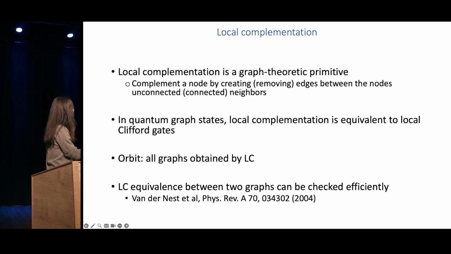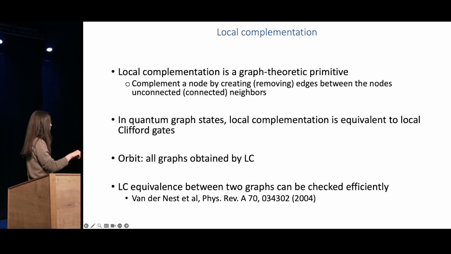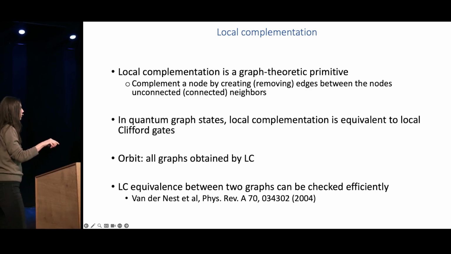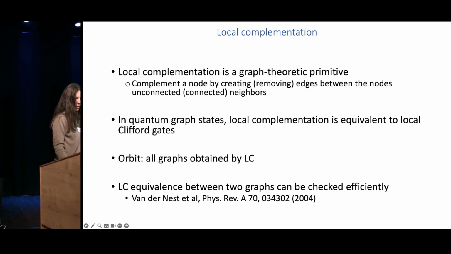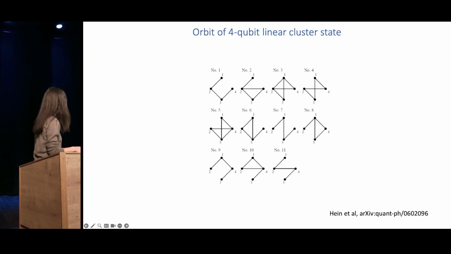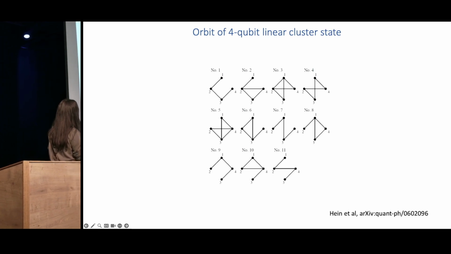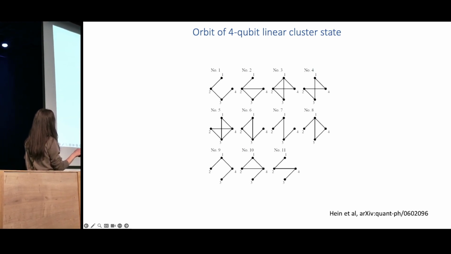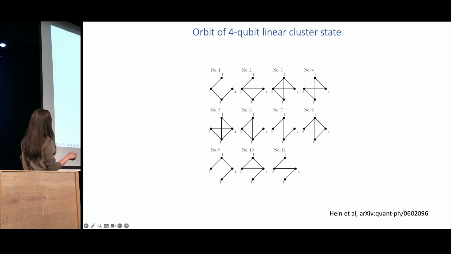There's also a nice algorithm that you can use to check if two graphs are LC equivalent. So let's look at a particular example. Let's take 4 qubits. And then I'm going to do local complementation. I believe this is done around 3. So let's look at qubit 3. It has 2 neighbors. The neighbors are not connected to each other, right? 2 and 4 don't have an edge. So I create an edge. And then I keep going.